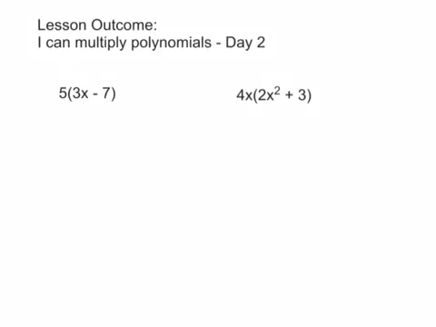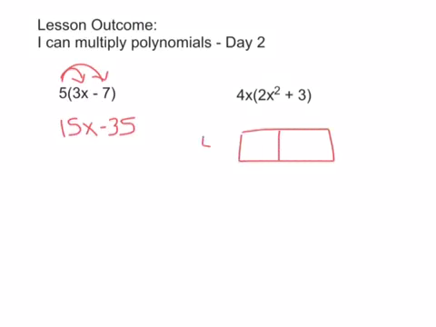Okay, so this first one I will do using distributing, and we will get 5 times 3x, which is 15x, and then 5 times negative 7, which is negative 35. The second example I will do using an array, which is a 1 by 2 array, because there's a one-term polynomial, so a monomial here, and then we have a binomial here. So we're going to put 2x squared in the first column and 3 in the second.